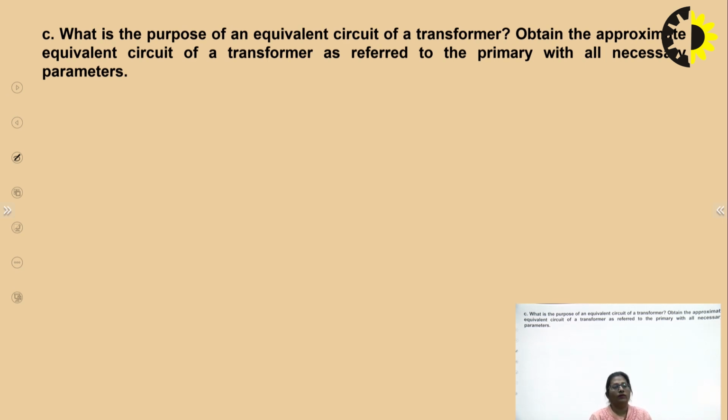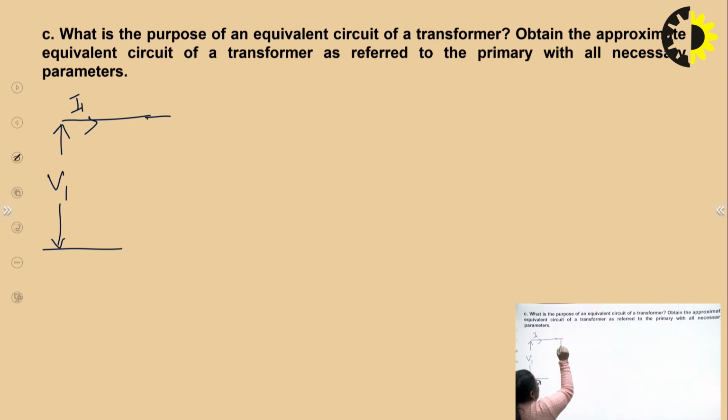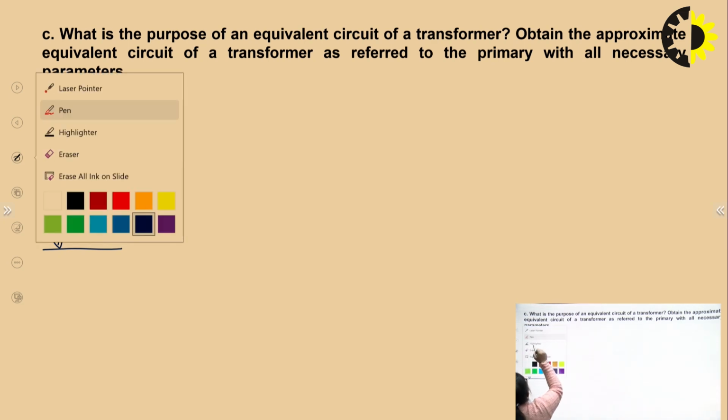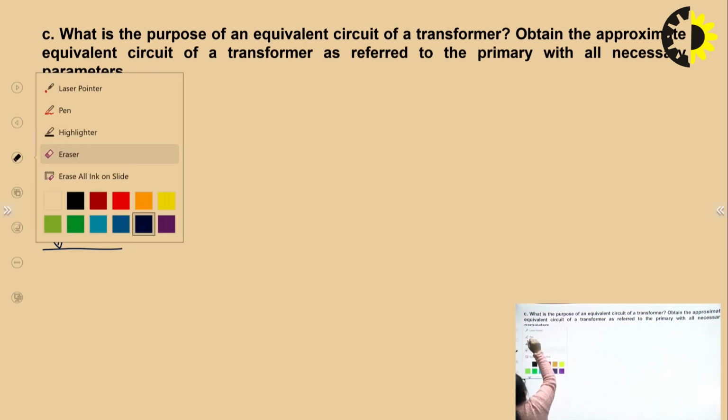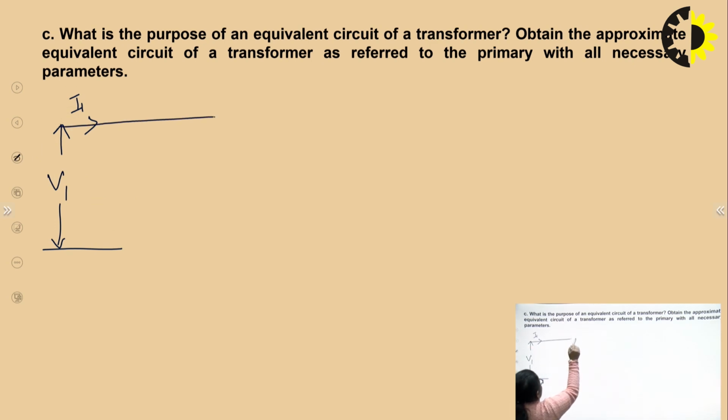Now, how can we give this equivalent circuit of the transformer as referred to primary? When referred towards primary, that means the primary parameters are not going to get changed, right? So the primary parameters are going to remain the same, starting with the supply, which is an alternating supply, say V1, right? Then the input current, that is I1.